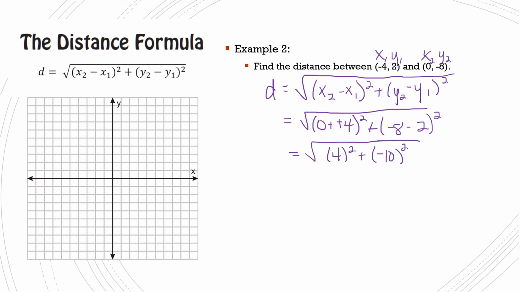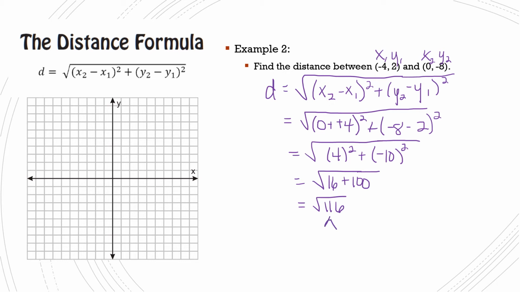All I'm doing is subtracting the 2 from the negative 8. Here, then, I would get 16 plus 100. And if I go further, I get the square root of 116. Again, I do prefer the square root answers. So if we could find a perfect square that goes into 116, we could start with the lowest perfect square besides 1, which is 4. And 4 does go into it.